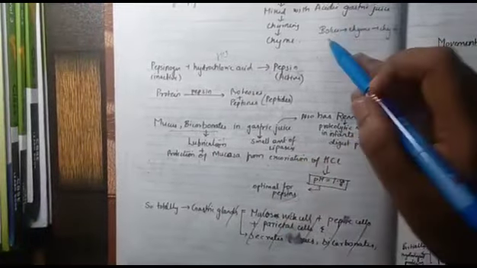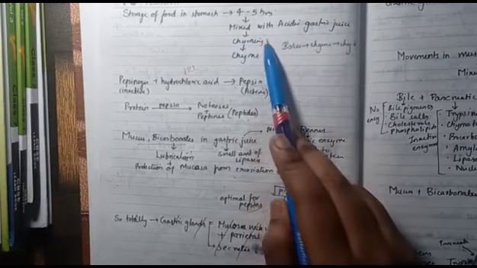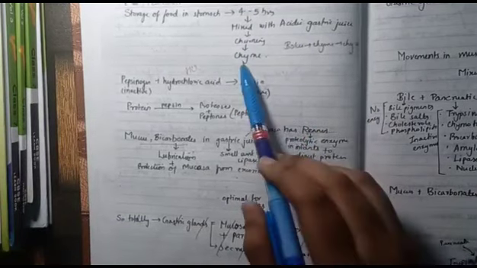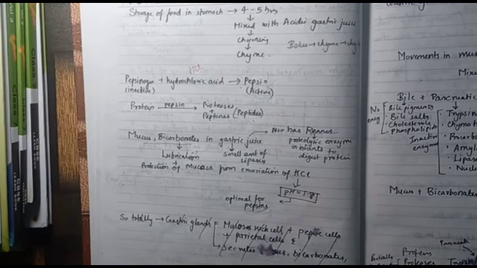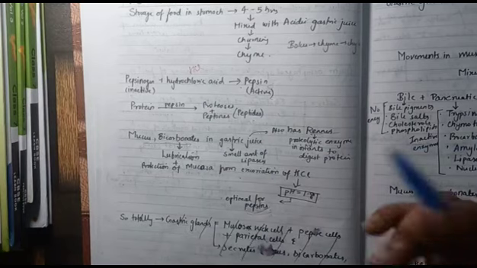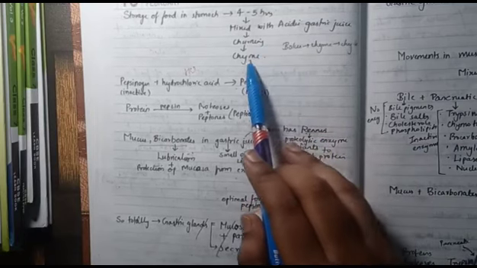Now coming to storage of food, the food in the stomach is present for 4 to 5 hours, and there it is mixed with acidic gastric juice, then it's churned. Churned means mixing, then it becomes chyme. We already have learnt a term, bolus. Bolus is when the food in our mouth mixes with the saliva. Here the bolus is mixed with the gastric juice. When it mixes with the gastric juice, it becomes chyme.